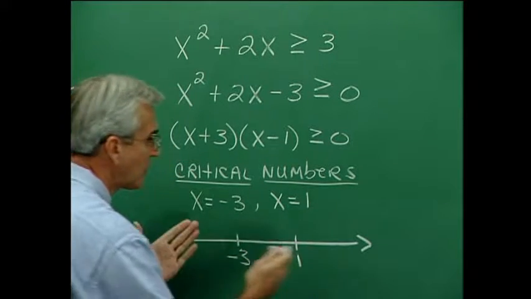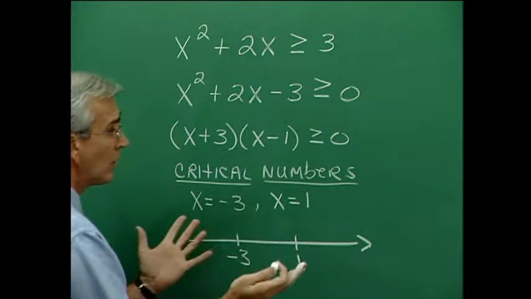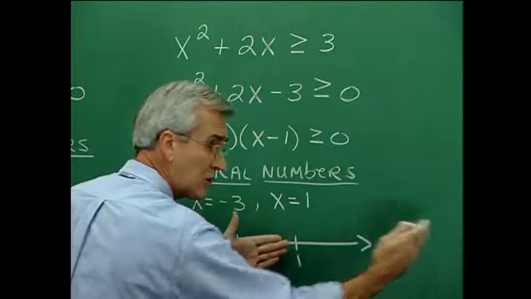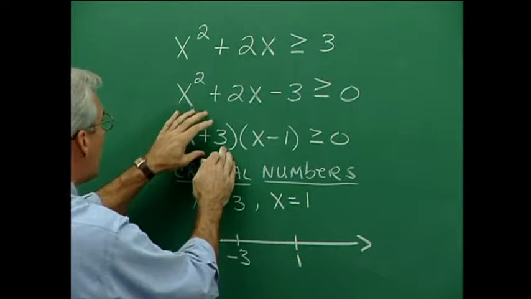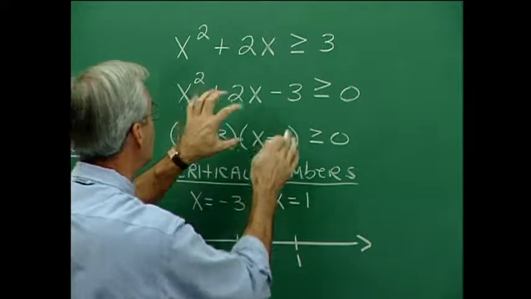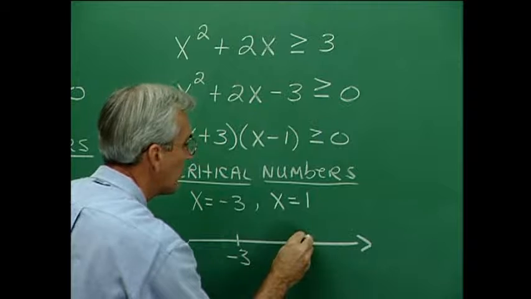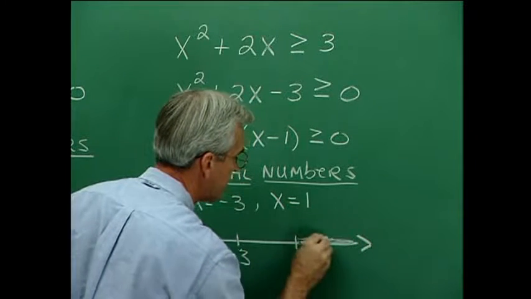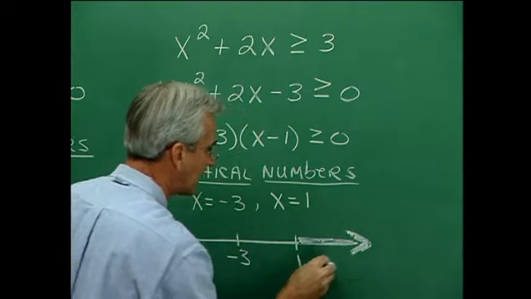Now, to make that examination, we don't really need to pick a specific number. We can do it like this. We can say, okay, big positive number in this interval. Big positive number plus 3, positive. Big positive number minus 1, positive. Positive times positive, positive. Positive number greater than or equal to 0? Yes, that's true. So this is part of the solution region, or it is a solution interval at this point.